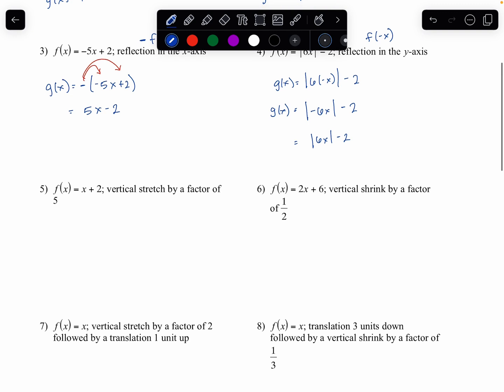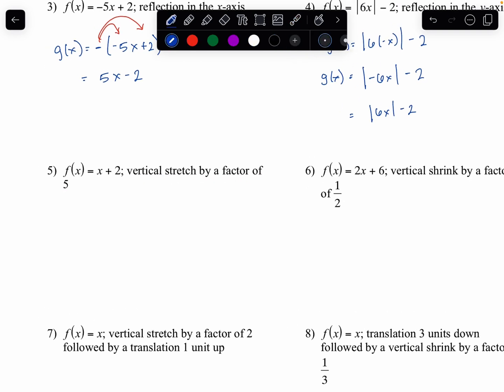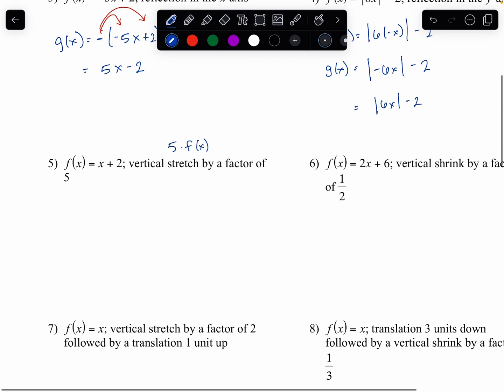Okay, question number 5. A vertical stretch by a factor of 5. To apply the vertical stretch rule, you take the value that you're stretching by and you multiply it by all the y values, or all of the function, because the function is all the y values.